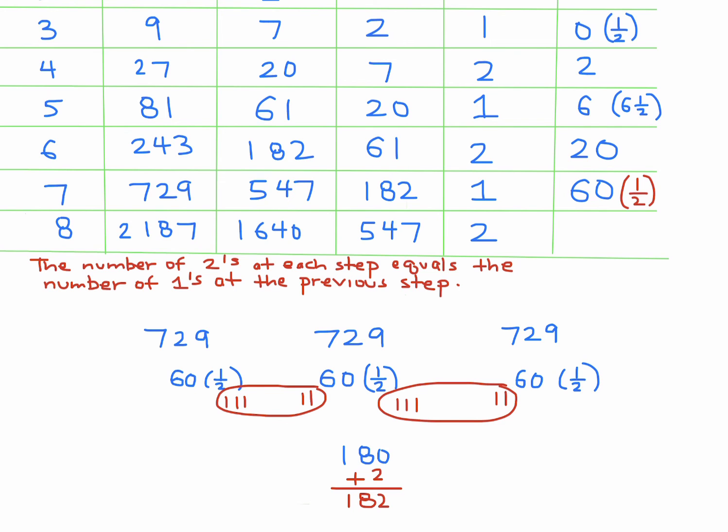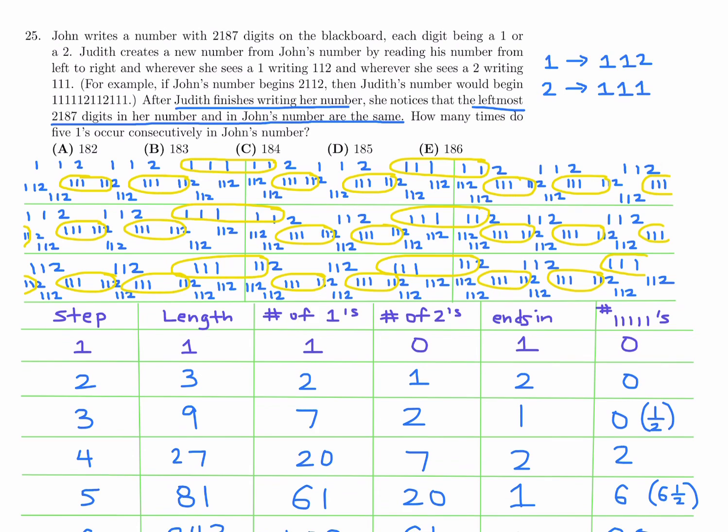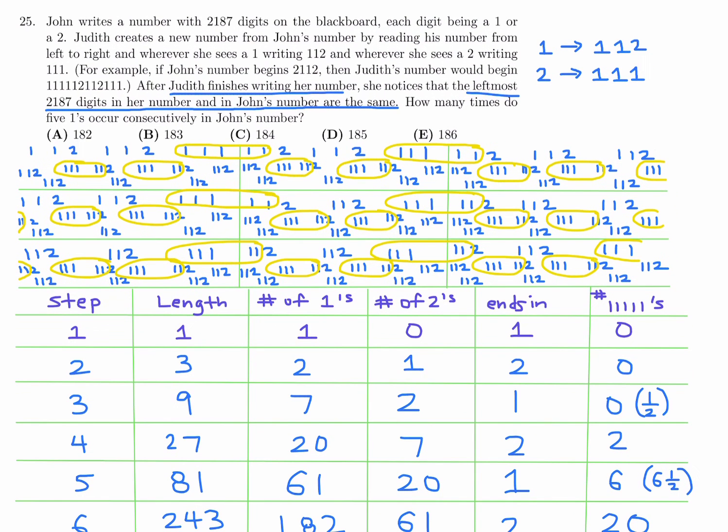So I will admit this is difficult because I got 180 and then I couldn't figure out for the life of me how you could get more than 180. And I had to go through this entire system in order to get the final answer of 182. So it's difficult, but if you have some sort of a system, you should be able to figure this out. So number 25, the answer is A.